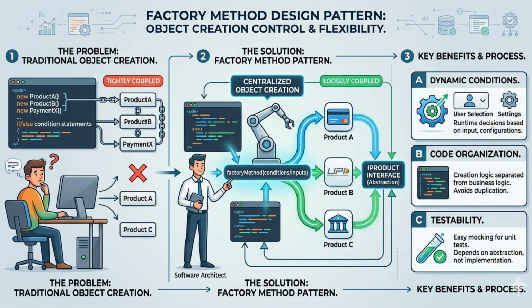Furthermore, the pattern enhances testability. Since the client code depends on abstractions rather than concrete implementations, it becomes easier to mock or replace objects during unit testing. This leads to more reliable and maintainable code. In summary, the factory method pattern is about creating objects in a controlled and flexible way, using a method that determines the appropriate class to instantiate. It promotes abstraction, reduces coupling, and improves the overall design of the system.